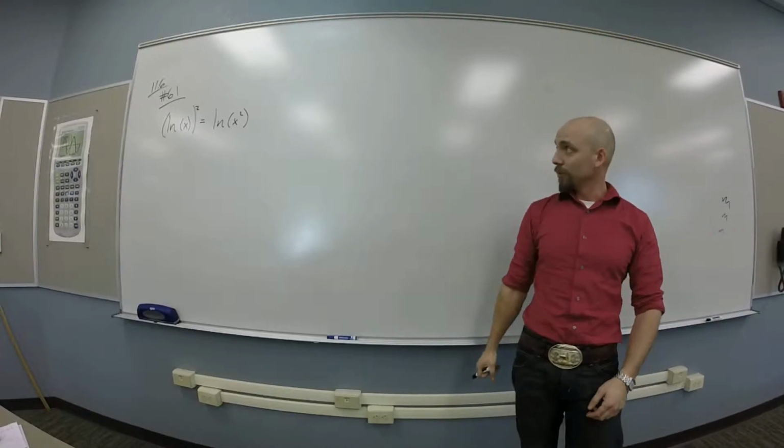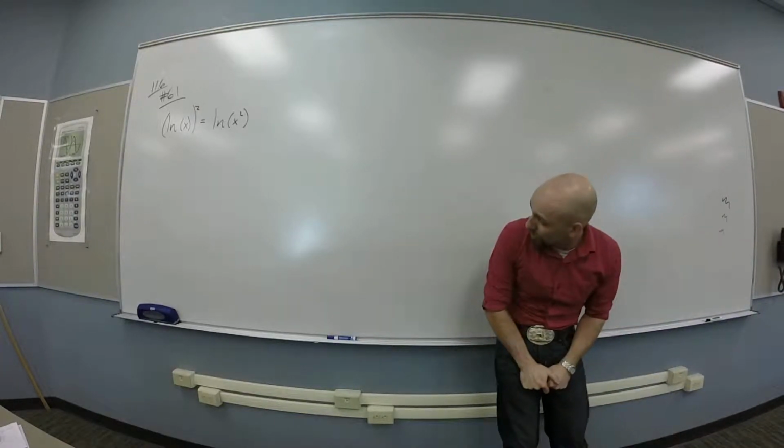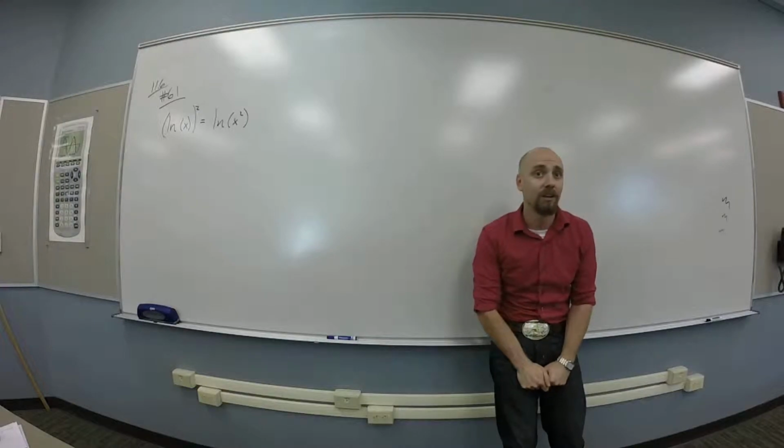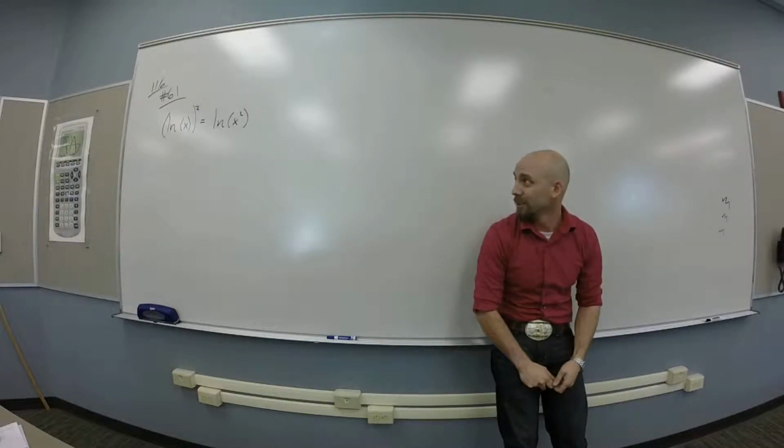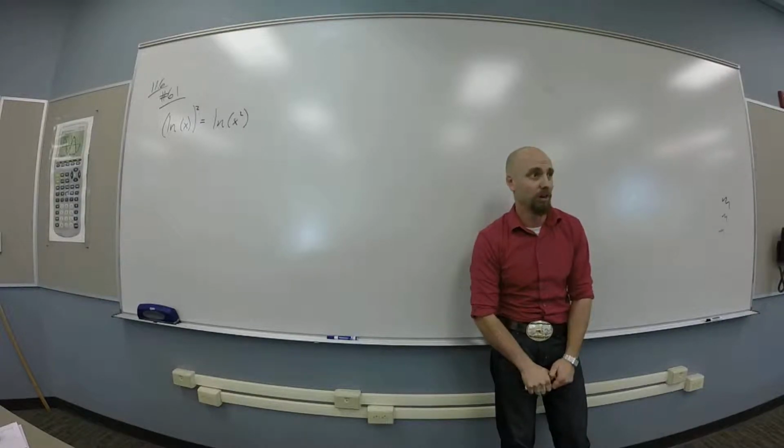Okay, so we want to do number 61 in 11.6, which seems a little bit bizarre, right? I've got log of x, the whole thing squared, and log of x squared. x is 1. These almost seem like they should be the same thing, right? Do you see that? What makes these different things?